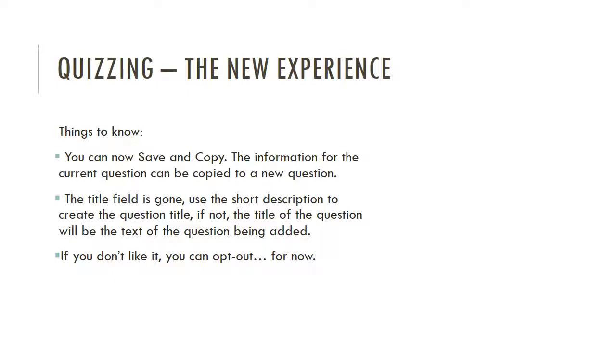So I'm going to go over each type here in a moment, but some things to know is you can always save and copy a question if you're making up a big test or something like that, and you have questions that are similar. You can use the save and copy option. If you titled your questions in the past, the title field is gone, but you can always add a short description to make that the title of your question. If you don't use titles, it's just going to use the first few words of the question. So it's nothing too big to worry about there.